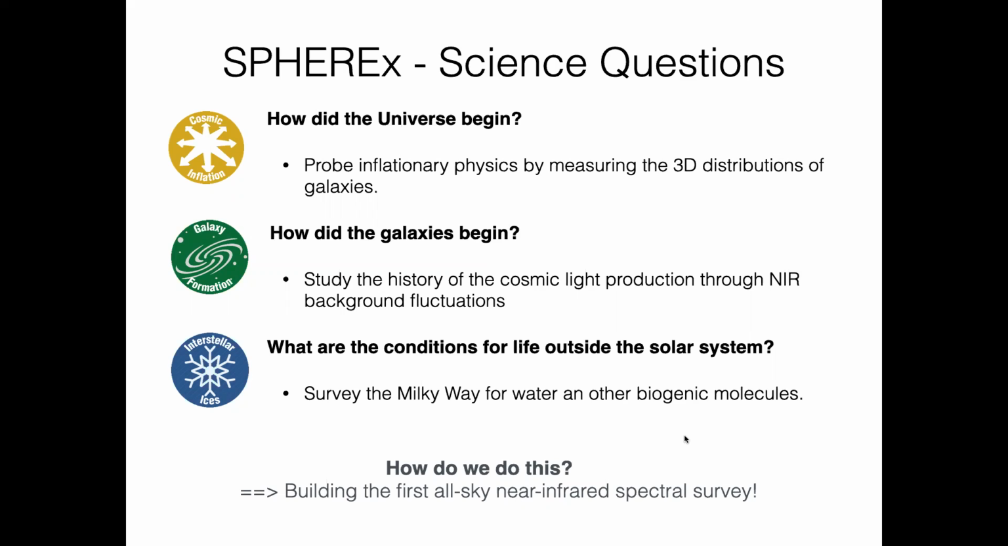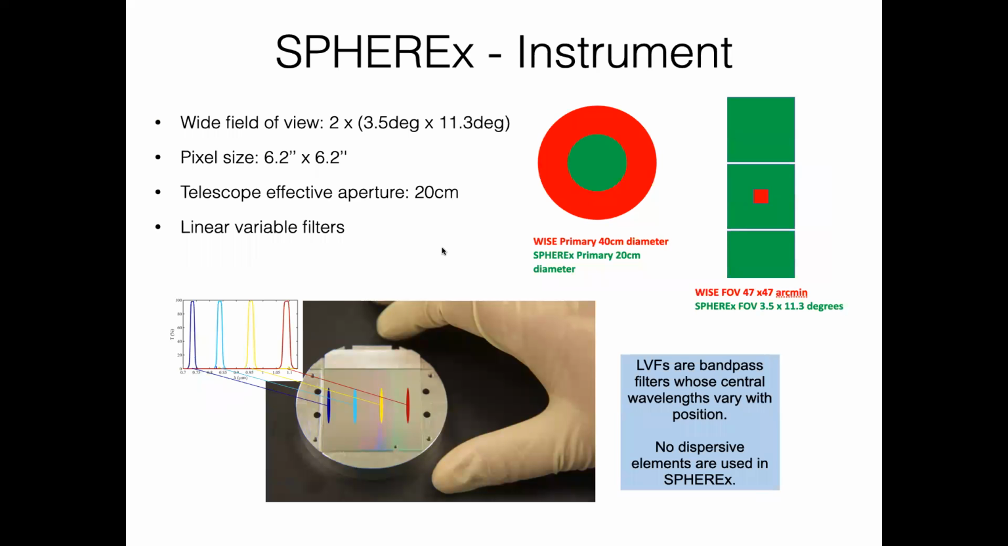Okay, so in particular, how would we do that? Well, we will build the first all-sky near-infrared spectral survey. A little bit more information on the SphereX instrument. There we have a wide field of view, 3.5 degrees times 11.3 degrees. Here's a comparison of the SphereX field of view versus the WISE field of view. Each pixel is 6.2 arcseconds on each side. The telescope effective aperture is 20 centimeters, so that's the inside blue over here. This is a comparison with the WISE primary diameter.